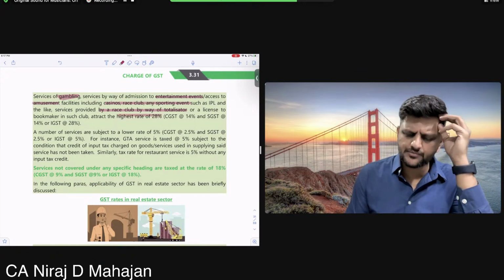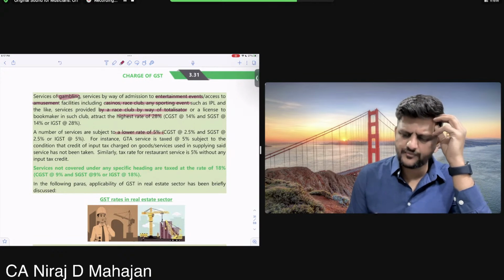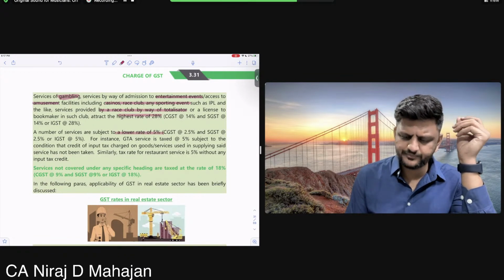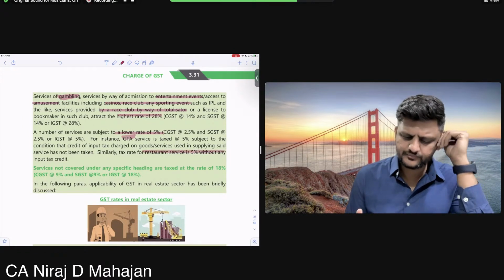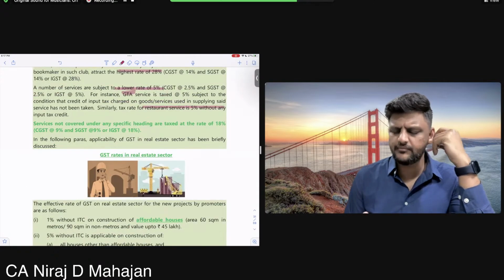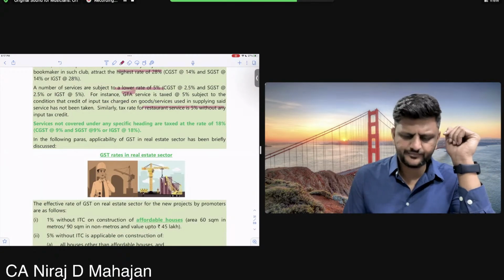A number of services are subject to a lower rate of tax, 5%. Example GTA. Restaurants, bachcho, 5% if they don't take any ITC. And generally other than them, 18%.